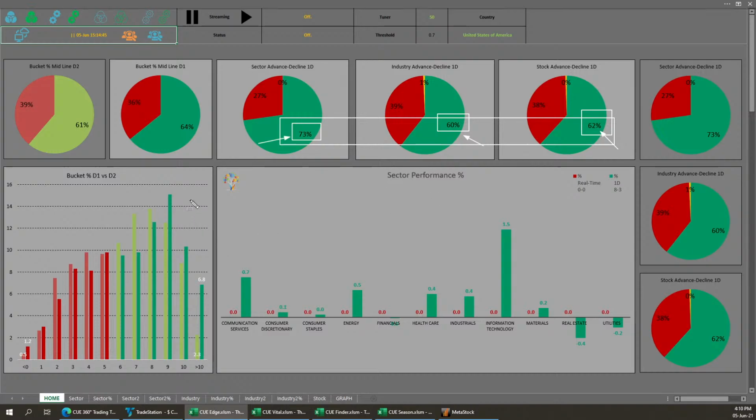And if we look at the buckets, the percentage of stocks in the most extreme bucket is just 6.8%. Nowhere near 30% or so. So it has a long way to go before we think that a pullback is likely.